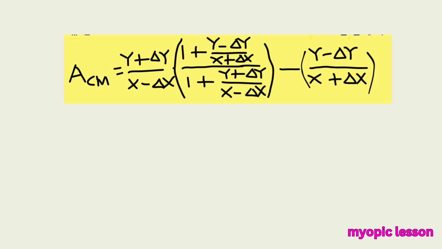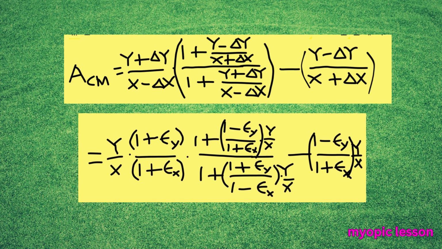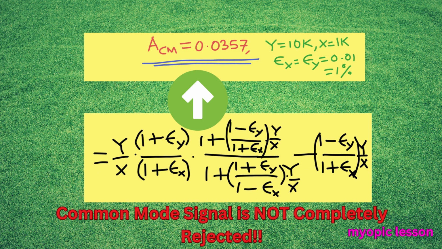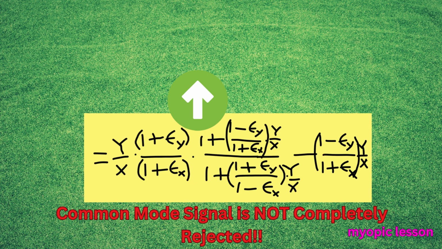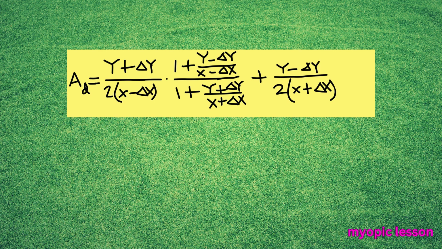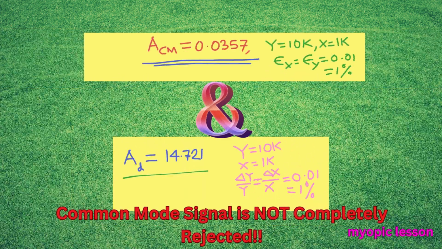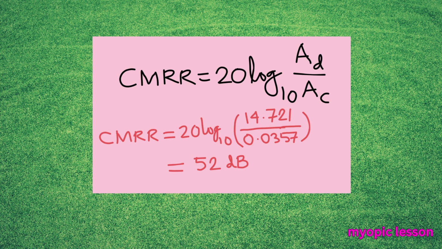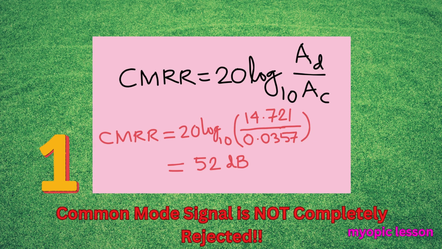Substituting the tolerances of values for the resistors in the expression of common mode gain ACM, we get the final expression. The value ACM comes out to be 0.0357 with all such chosen values of components. Similarly, the expression of differential gain is also found. This value is pretty high and is equal to 14.721 with all such chosen values of components. The resulting CMRR comes out to be 52 decibels. This value is high but not very high, so common mode signal is not completely rejected.